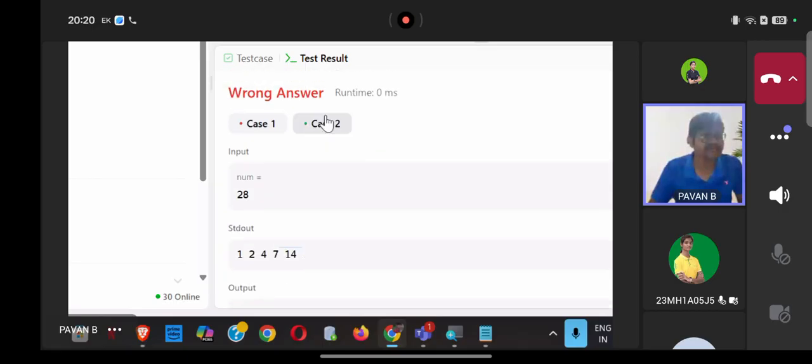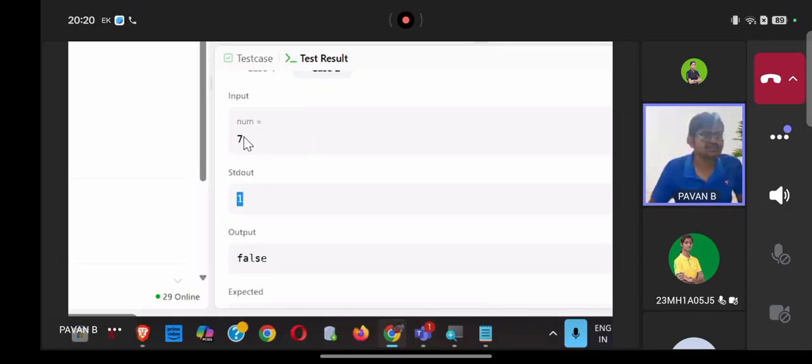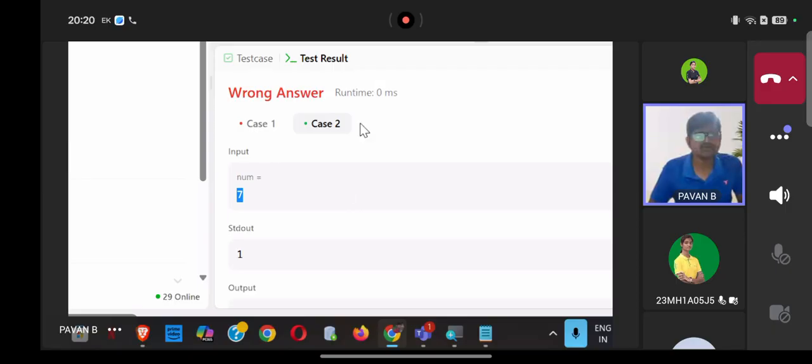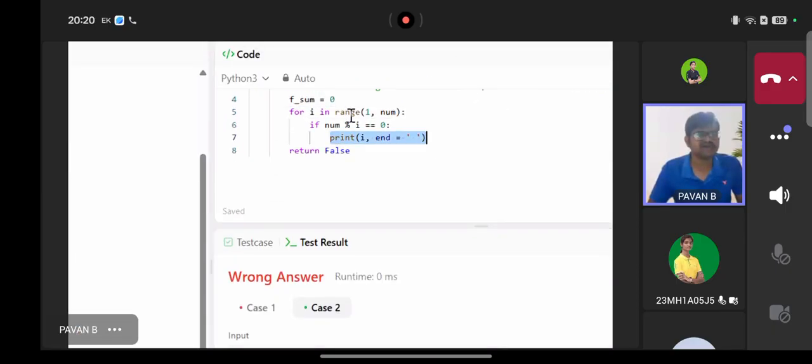And take another test case. See, another test case is 7, right? For 7, only 1. So the given number is not involved. So this is the second step. Now, you actually don't want the factors to be printed, right? You want their sum. So when a factor is found, how do you find the sum? You just add it to the f sum. f sum equals whatever f sum was previously plus the current i. That's it. Now after coming out of the loop, print f sum.